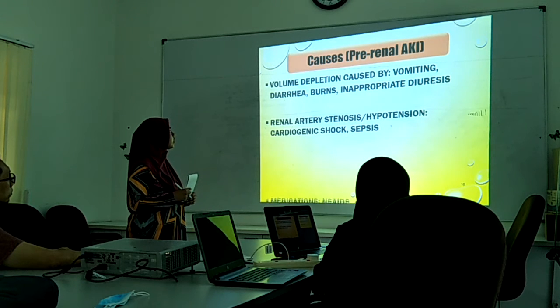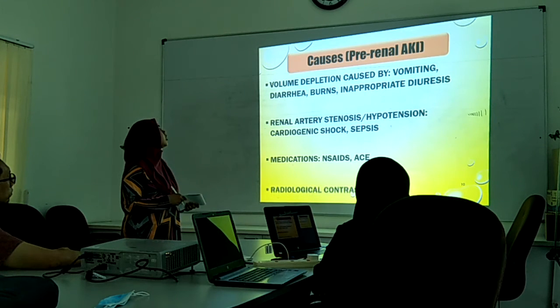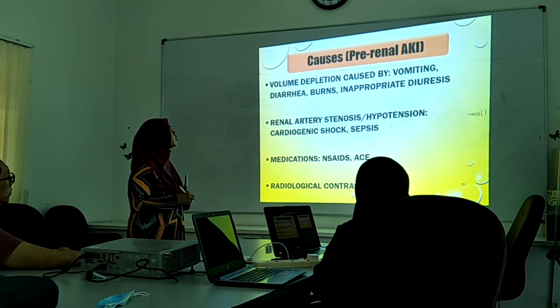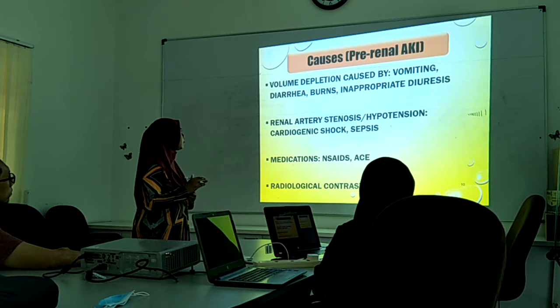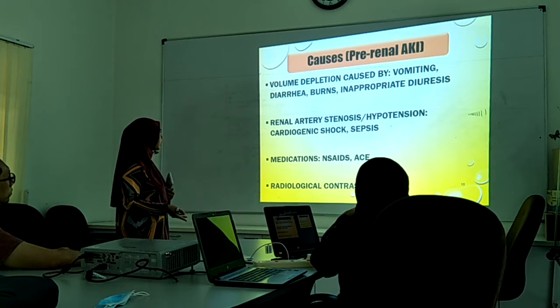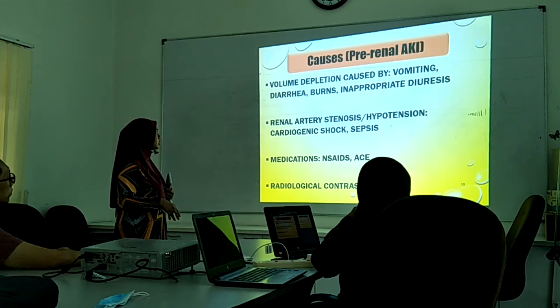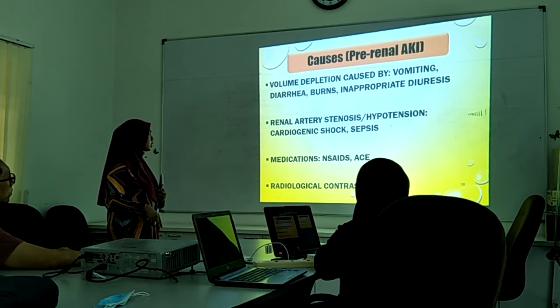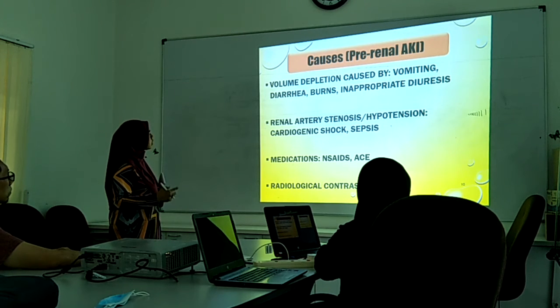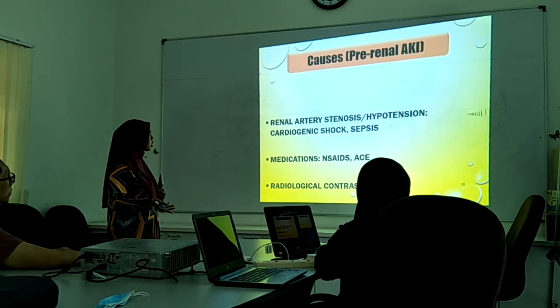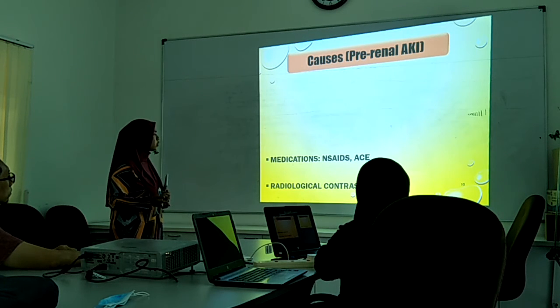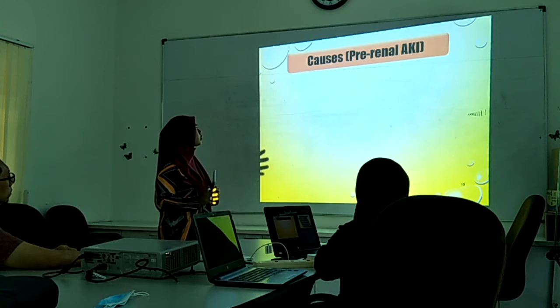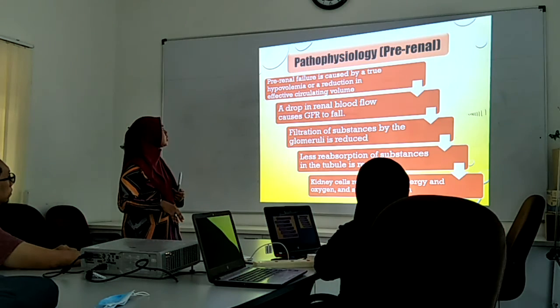Okay, causes of pre-renal acute kidney injury. Like we go through the risk factors of acute kidney injury: volume depletion caused by vomiting, diarrhea, burns, and inappropriate diuresis. Next, renal artery stenosis or hypotension, cardiogenic shock, sepsis, medications like NSAIDs and ACE inhibitors, and radiological contrast agents that we use for radiological procedures.